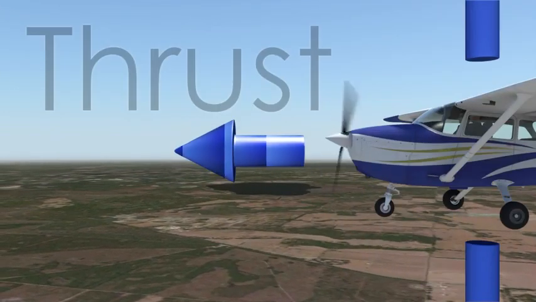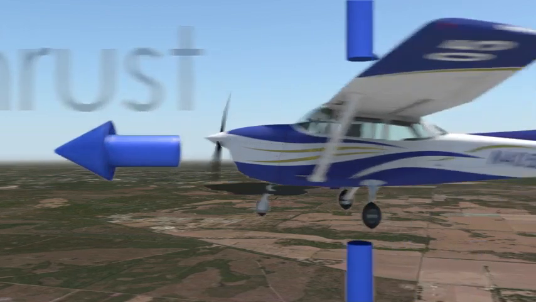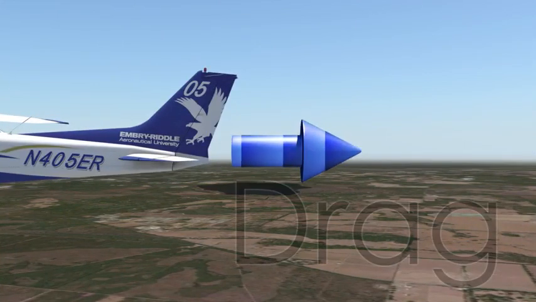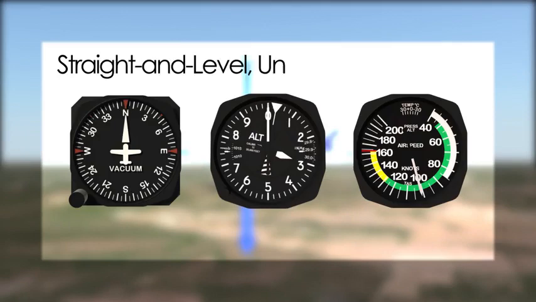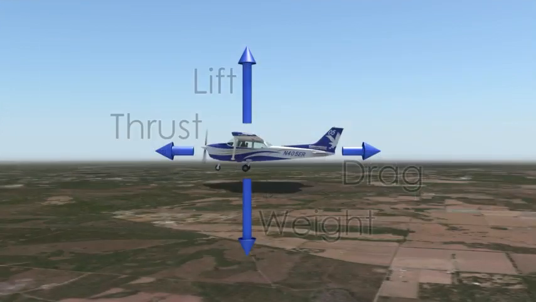Next, we have thrust. This is the forward force generally created by the aircraft's propellers or turbine engines, which pulls or pushes the aircraft through the air. Finally, there is drag. Drag is the force acting in the direction opposite of thrust, which fundamentally limits the performance of the airplane. When an aircraft is maintaining its heading, altitude, and airspeed, it is said to be in straight and level, unaccelerated flight. In unaccelerated flight, lift equals weight and thrust equals drag.